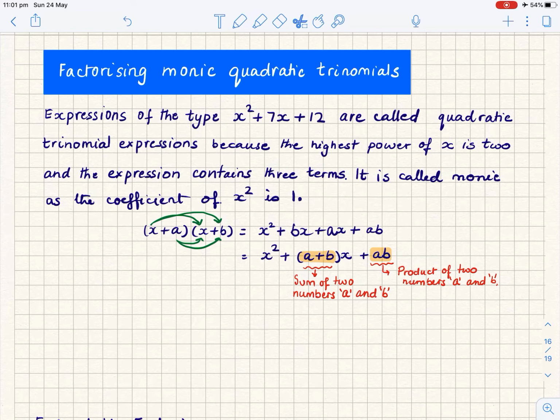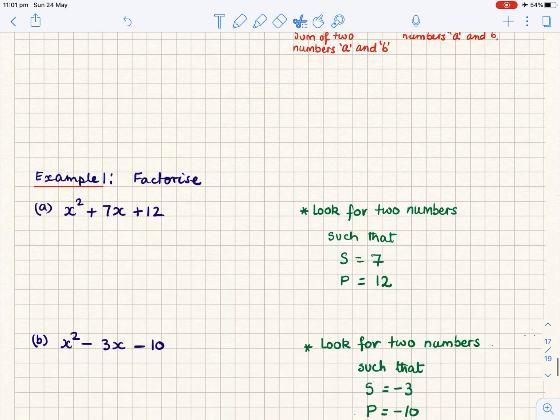Now we know factorization is the reverse of expanding. So we are going to look at how to factorize monic quadratic trinomials. It means we should have the middle term as the sum of two numbers and the last term as the product of two numbers. Let's look at an example.